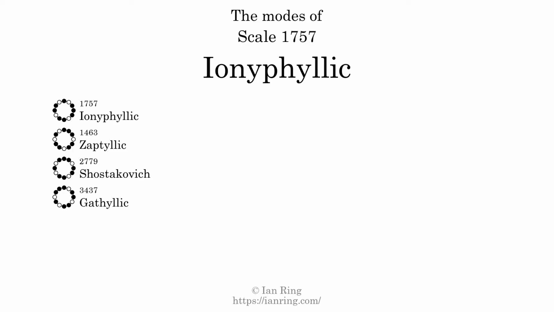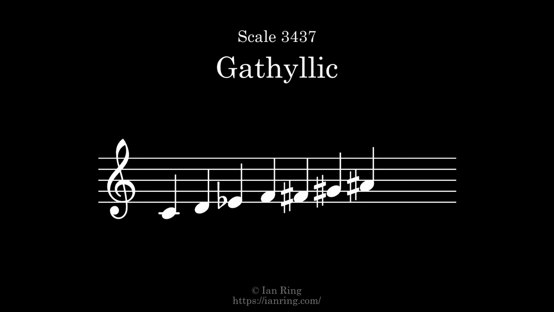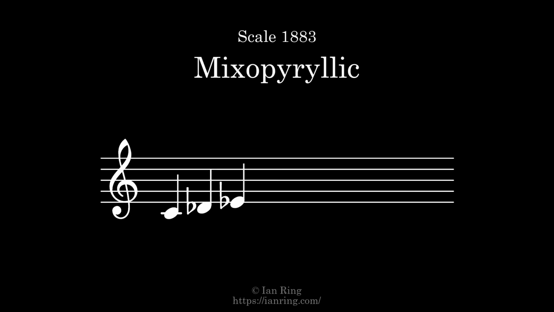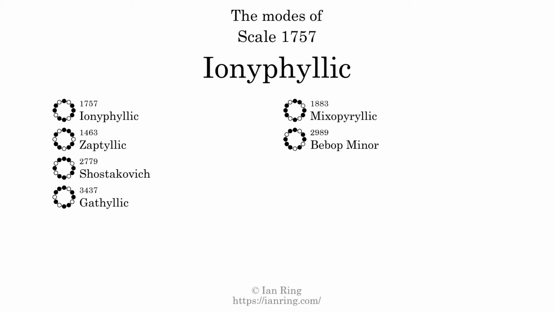The fourth mode is scale 3437, also known as Gothic. It sounds like this. The fifth mode is scale 1883, also known as Mixoperillic. It sounds like this. The sixth mode is scale 2989, also known as bebop minor. It sounds like this.